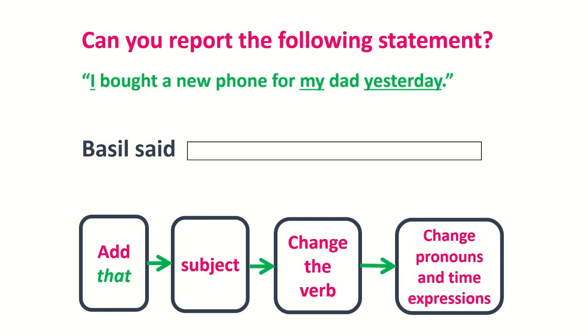Now I have to backshift this one from past simple to past perfect. So Basil said that he had bought a new phone for my dad, no, for his dad. When? The day before. So I added that. I changed the subject from I to he. Then I changed the verb to had bought. Another time I changed the pronoun. Then the day before, I changed my time expression.